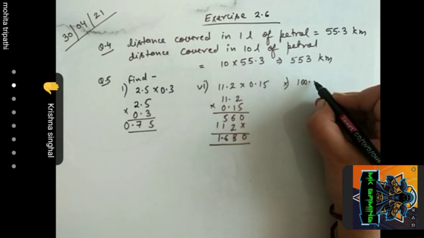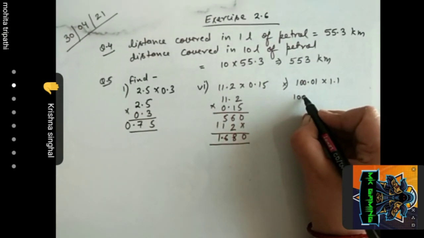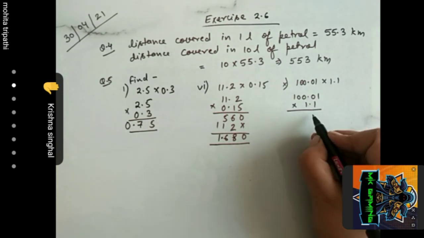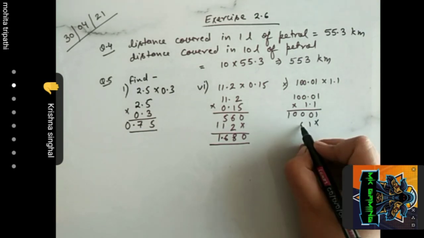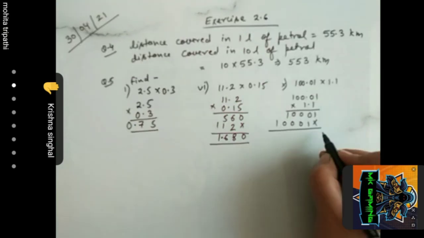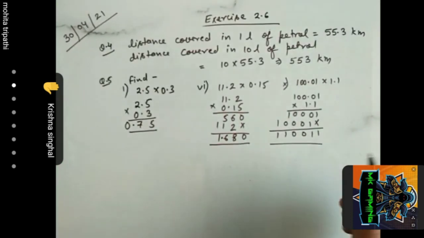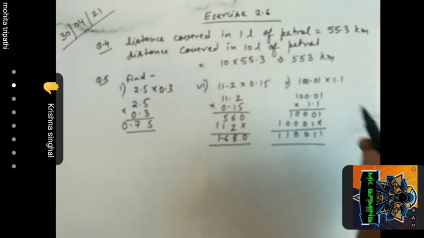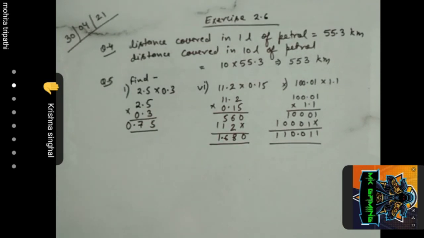This is 100.01 multiplied by 1.1. Okay, multiplication is the same. We will do the multiplication. 1 0 0 1 again 1 0 0 0 1. Now we will add it. Now next step, to put the decimal sign. Just see, after the decimal 1 place, after the decimal 2 places, so after the decimal 3 places are there. So after 3 places, we will put the decimal sign. Okay, so this is all regarding our exercise, that is exercise 2.6.